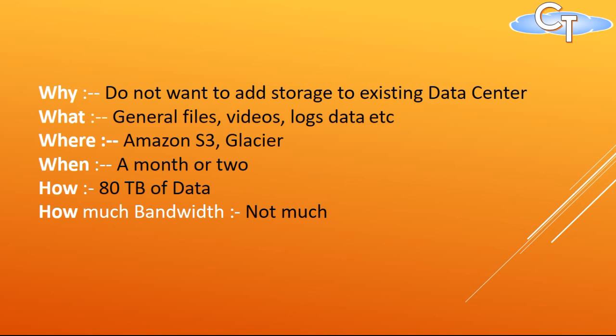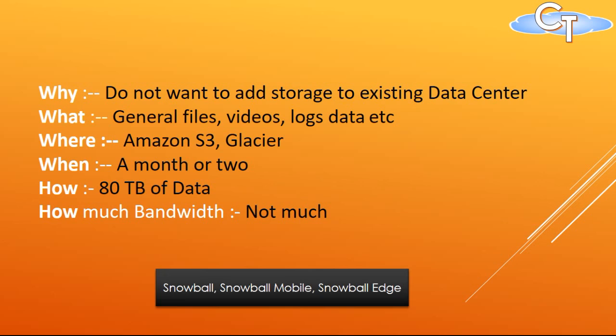So the answer for this type of migration, or the best strategy for this type of migration, would be to choose either Snowball Mobile or Snowball Edge, which can be used to ship the data into AWS S3. And then with other services like lifecycle rules, we can move the data from S3 to Glacier for more cost benefits.